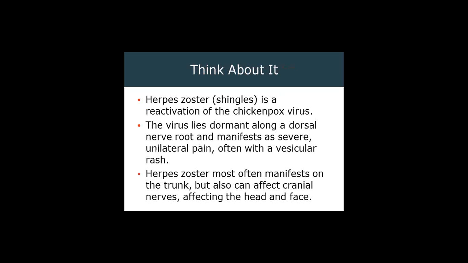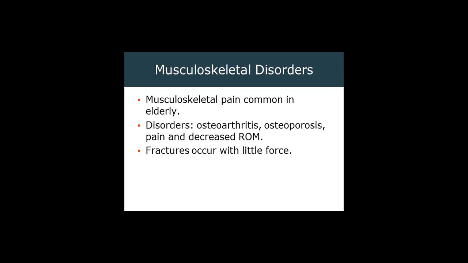This goes on to talk a little bit more about shingles, the herpes zoster, where it lies dormant along a dorsal nerve root, manifests with severe unilateral pain, often with vesicular or essentially blistering rash. And it most often manifests on the trunk, so usually it's around the chest, but it also can affect the cranial nerves and the head and the face. Very, very ugly.